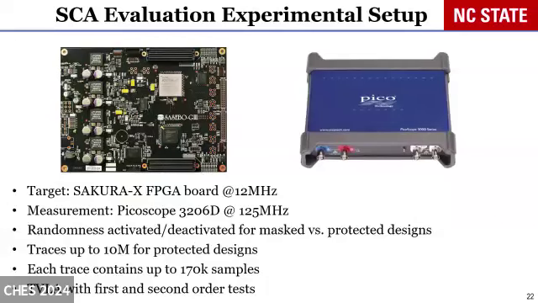We performed these experiments on a Sakura-X FPGA board with a PicoScope oscilloscope that takes 10 samples per clock cycle. And we use the standard randomness on, randomness off technique to mask versus unmask the design and compute our TVLA scores. We used up to 10 million traces in these tests, and each trace contains up to 170K samples, so it's actually very long. And for TVLA, we use the first order and the second order tests.